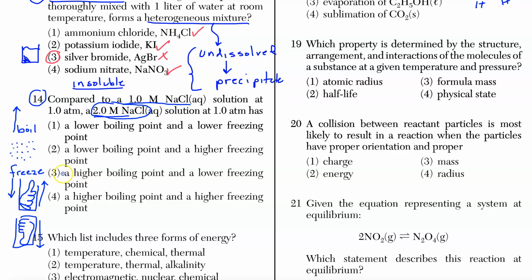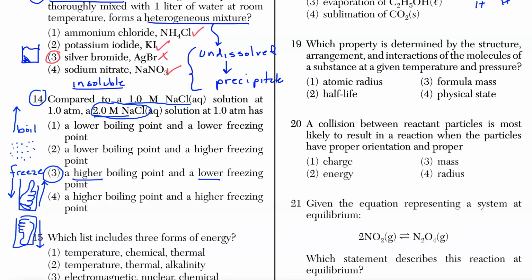In any case, the boiling point is going to be elevated because it's harder for it to boil, and the freezing point is lower because it's harder to freeze. And this comes up a lot, all right? So 14 is 3, all right?